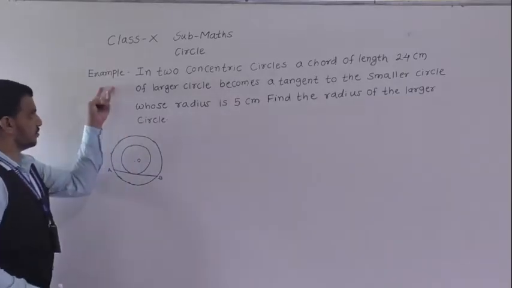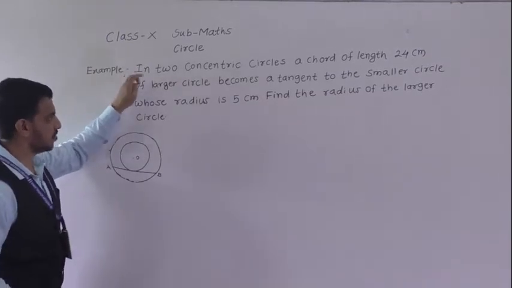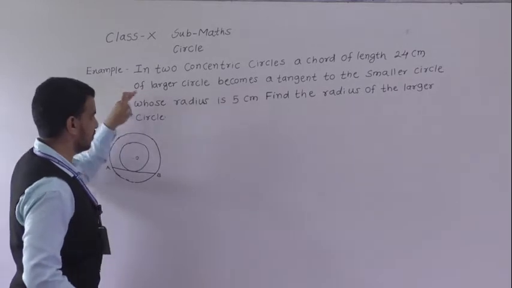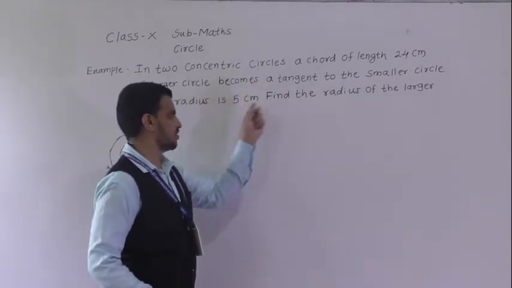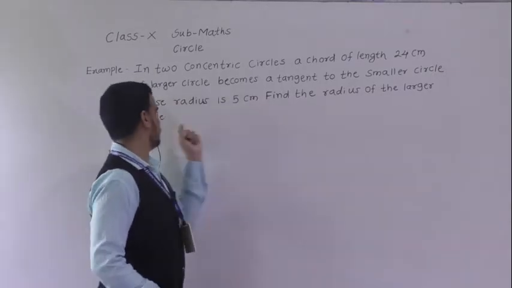Now we will take examples. Here the first example is: in two concentric circles, a chord of length 24 centimeters of the larger circle becomes a tangent to the smaller circle whose radius is 5 cm. Find the radius of the larger circle.